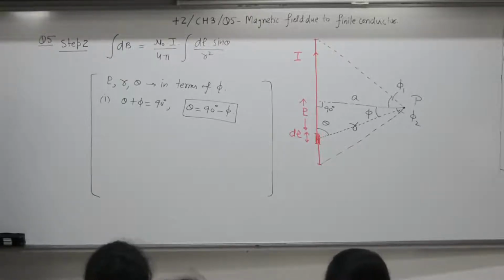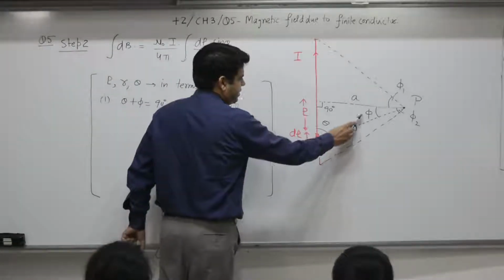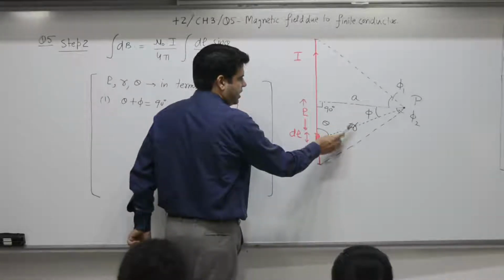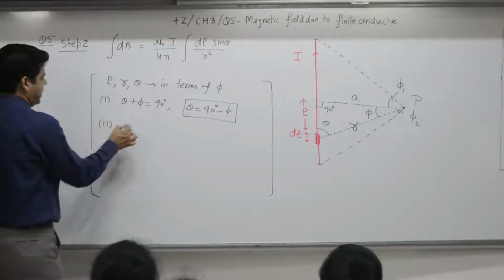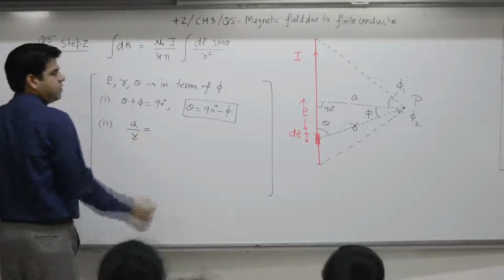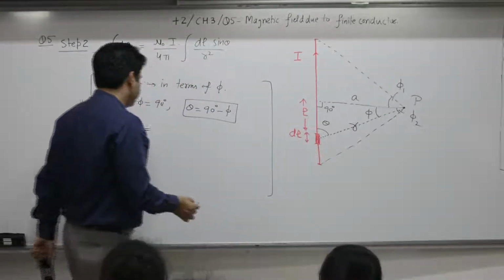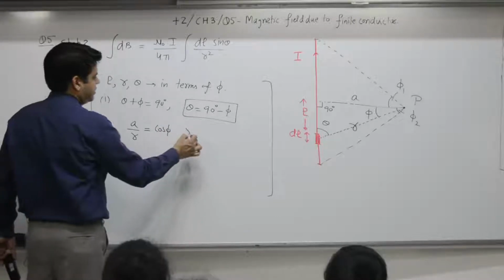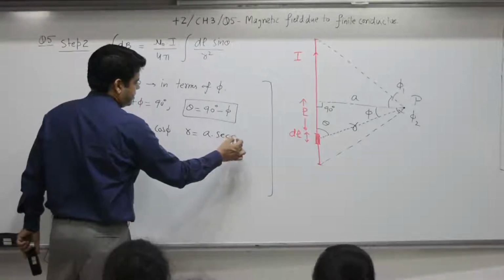R and phi. How is R related with phi? How is this R related with phi? A is a constant. So you can find a relation between A, R and phi. Yes, A divided by R is base by hypotenuse, so A by R is equal to cos phi. R is equal to what? A by cos phi, or A secant phi.